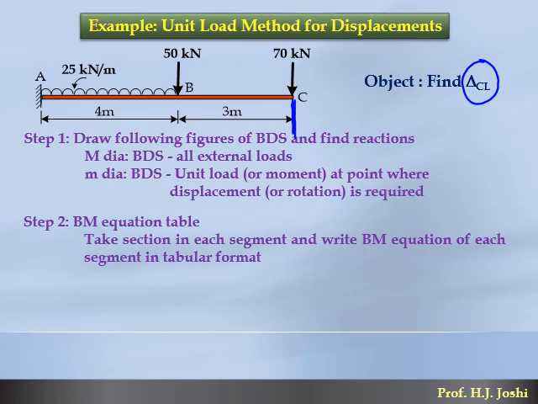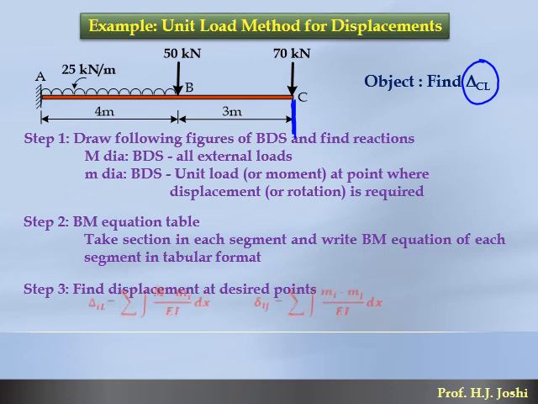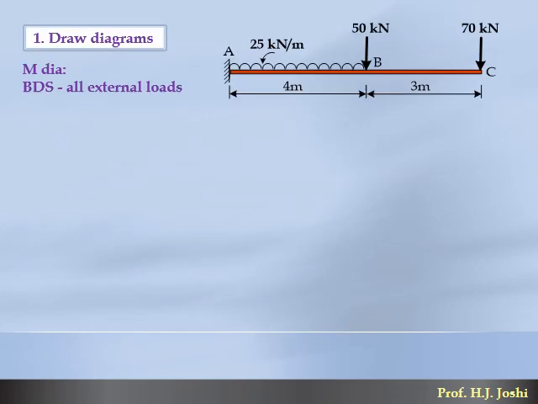In the second step, we go for bending moment equations in different segments, and in the third step we find the displacements at desired points. So let us follow the steps one by one. The M diagram means what? The free body diagram with all external loads. The FBD is already a cantilever structure, and I have shown all external loads here.